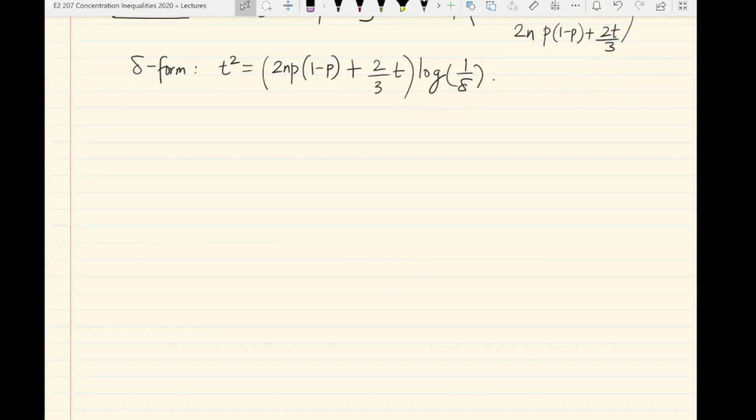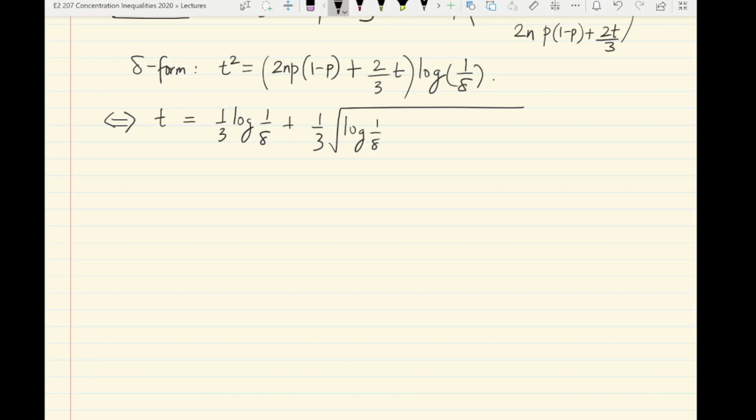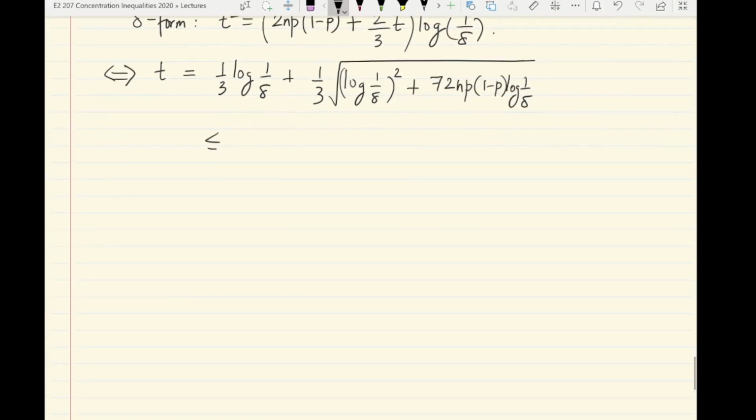So this is a quadratic equation in t, and it turns out that if you actually solve it in closed form, you will get t equal to 1/3 log 1 by delta plus 1/3 square root of (log 1 by delta) whole square plus some constant, 72 np(1 minus p) log 1 by delta, all under the square root. And you can just upper bound this if you like by log 1 by delta plus 4 times square root of np(1 minus p) log 1 by delta.